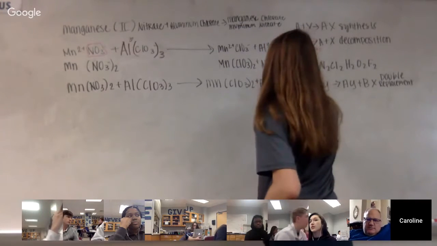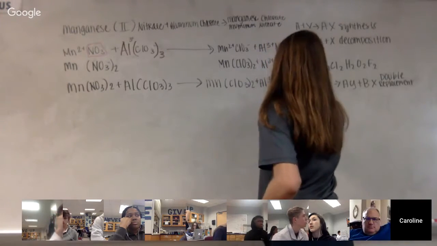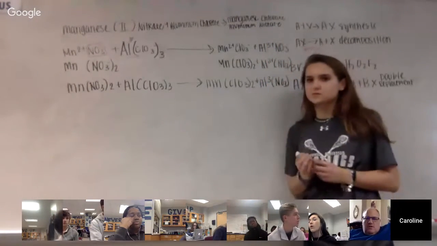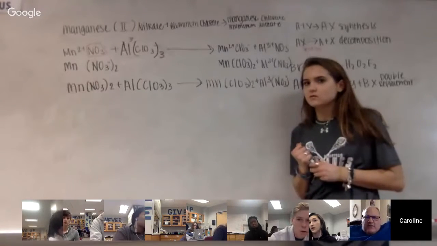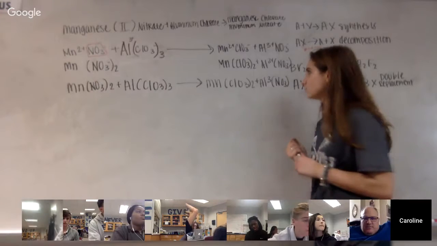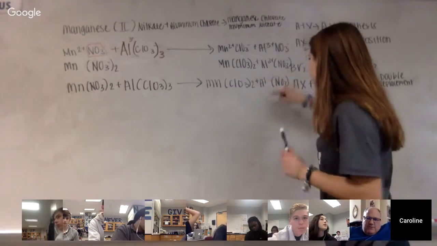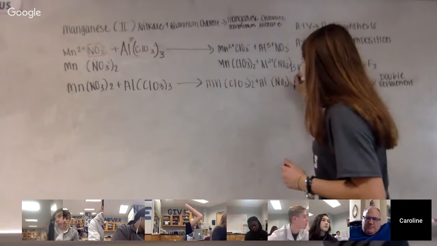Oh, okay. Yep. So yeah, for the chlorate, it's ClO3. And so that Al3+ on the top, that 3 needs to cross over to be down next to NO3 on the right. So get rid of the 3 next to Al and put a 3 on the outside of the NO3.